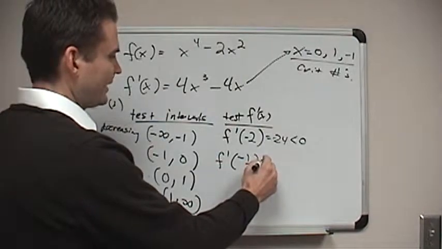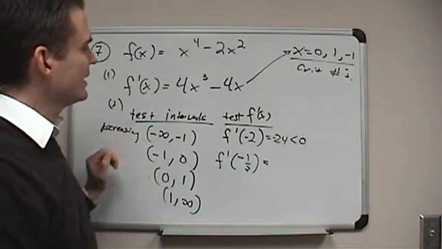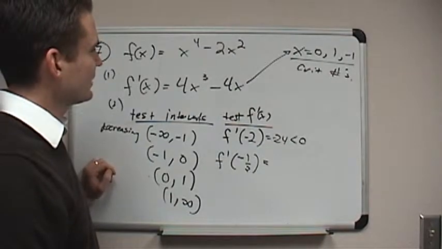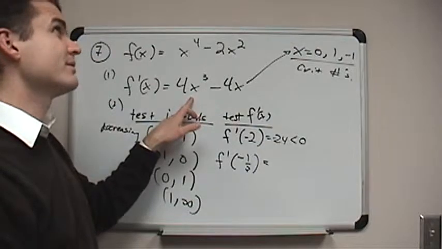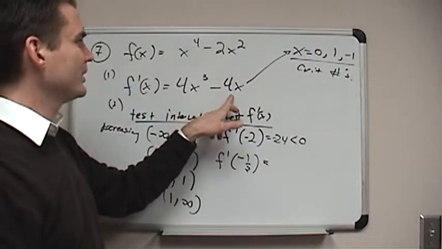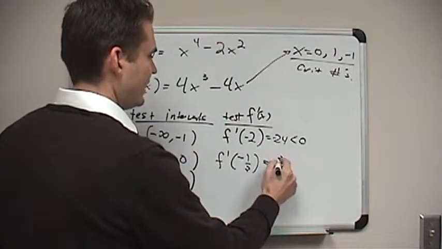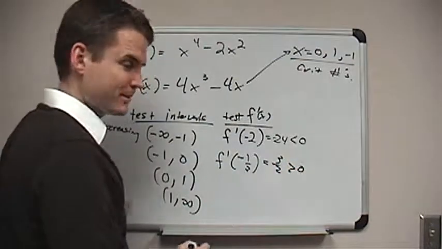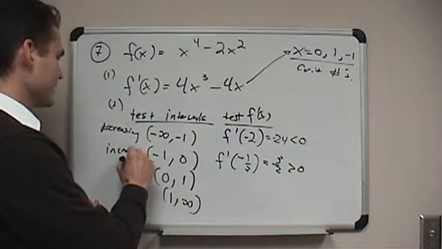Okay. Well, again, not the best number, but I think if you put negative 1/2 in here, let's see, what are we going to get? We're going to get negative 4/8, so negative 1/2 plus 2 should be something like 3/2, okay, which is positive. Okay, so that tells us on this interval the function is increasing.